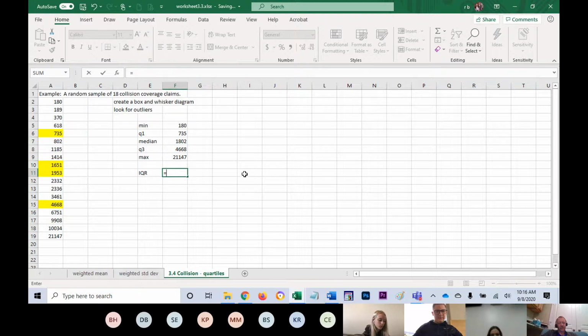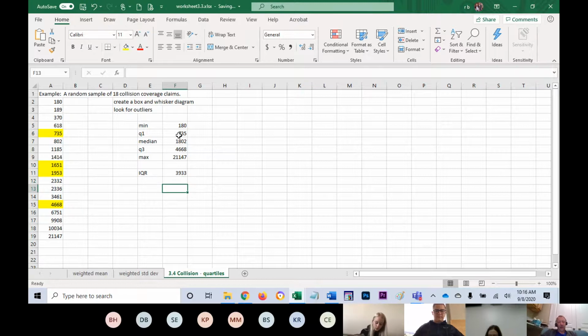3,933. How did you get that? I subtracted Q1 from Q3. So 4668 minus 735 works out to be 3933. Okay, well done. All right, now we need to do the lower and the upper fences.